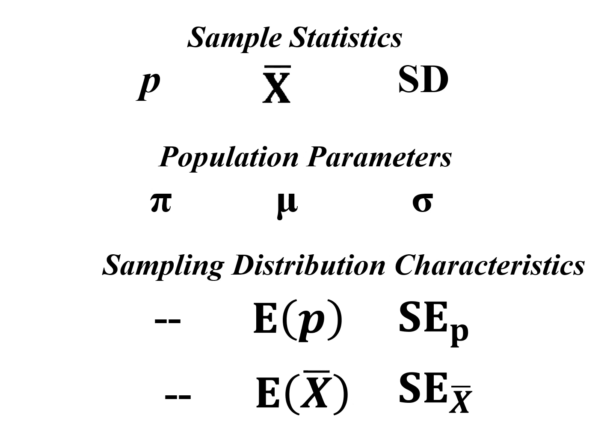During the last lecture, we clarified the distinction between sample statistics, population parameters, and characteristics of the sampling distribution. Sample statistics describe the characteristics of a particular sample. Population parameters describe the characteristics of a population and are usually represented by Greek letters. The characteristics of a sampling distribution are just what the name implies.